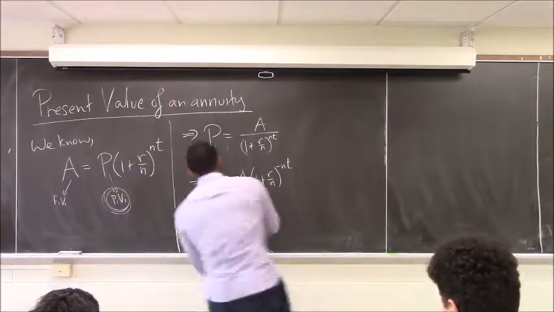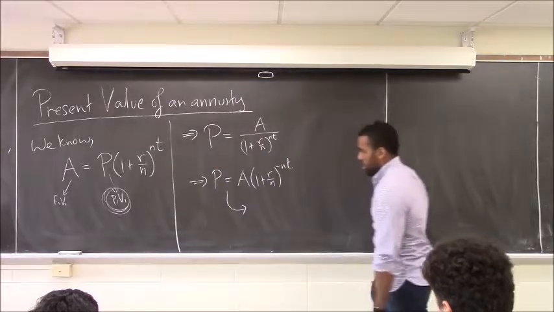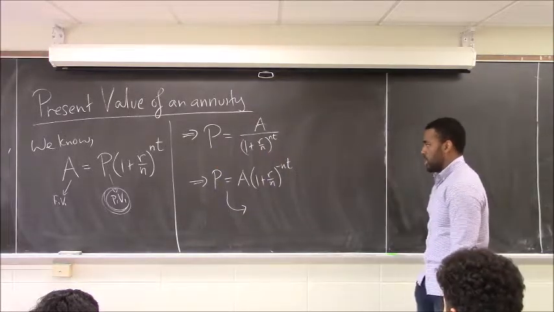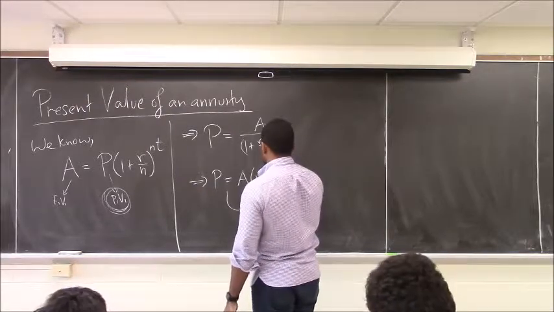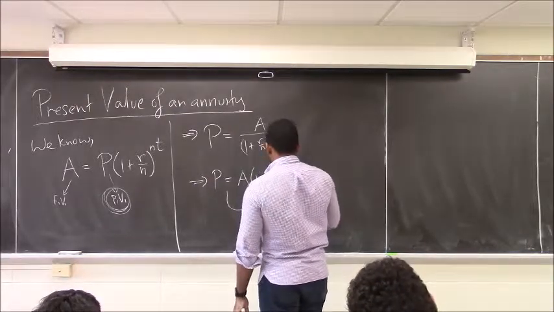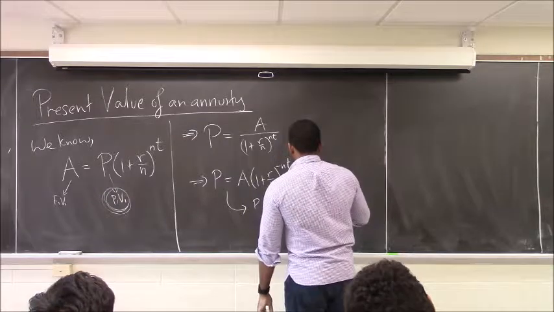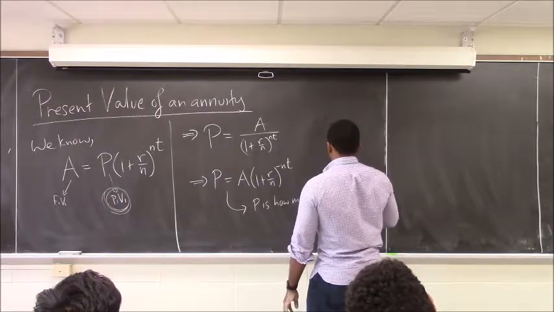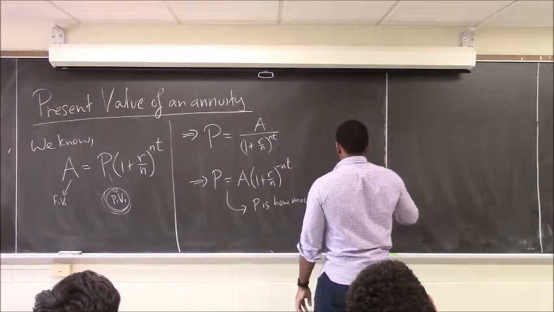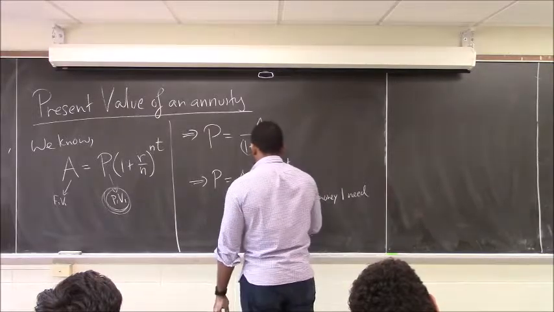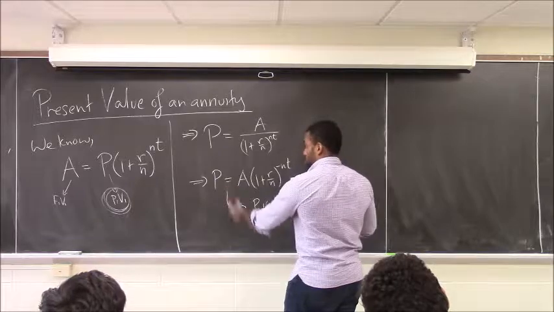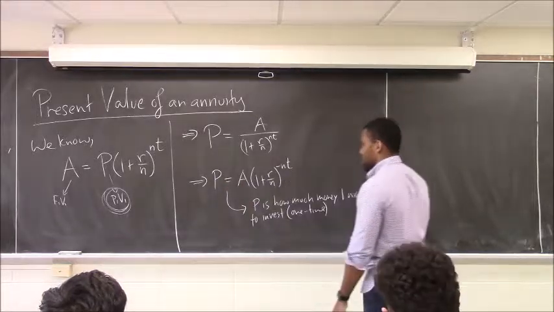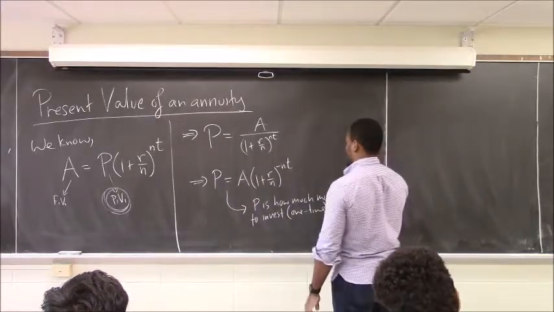So by solving for this formula, notice what you're actually thinking about here. You are thinking now, P is how much money I need to invest one time. Remember, this formula didn't deal with recurring payments. We're doing the one-time payment.